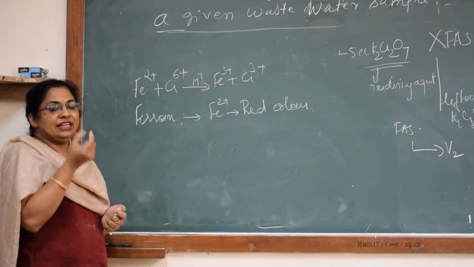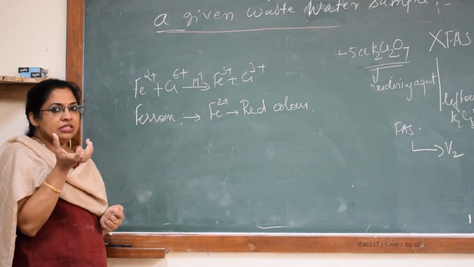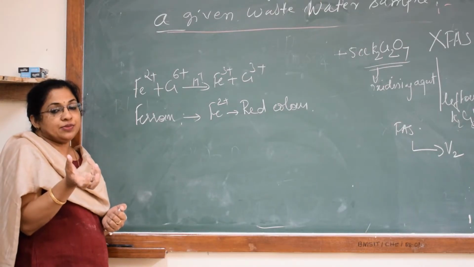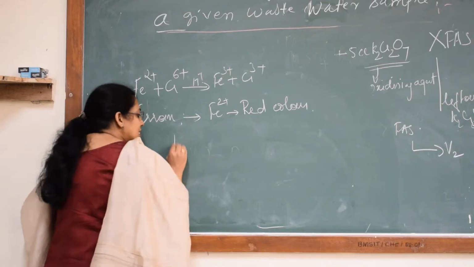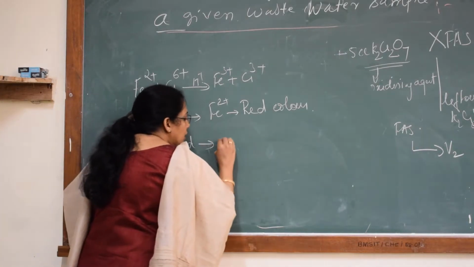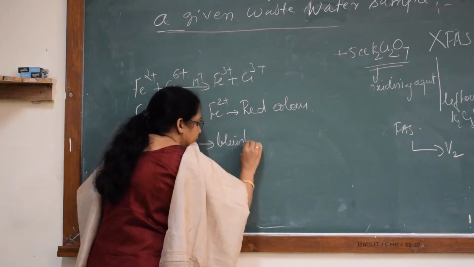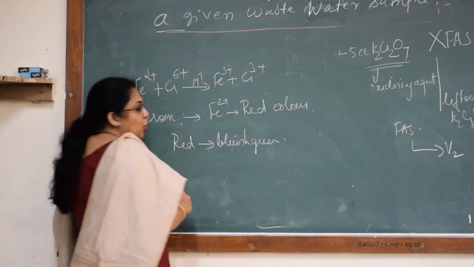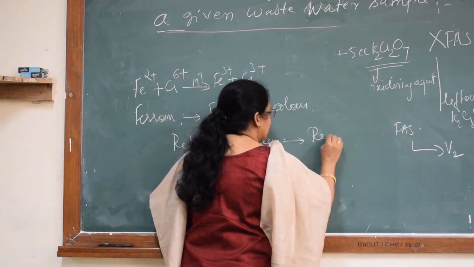When you put this indicator into the conical flask, what happens? There we have a very strong oxidizing agent like K2Cr2O7 in the presence of sulfuric acid. So this red color gets converted to bluish green color. But at the end point again you get a red color.